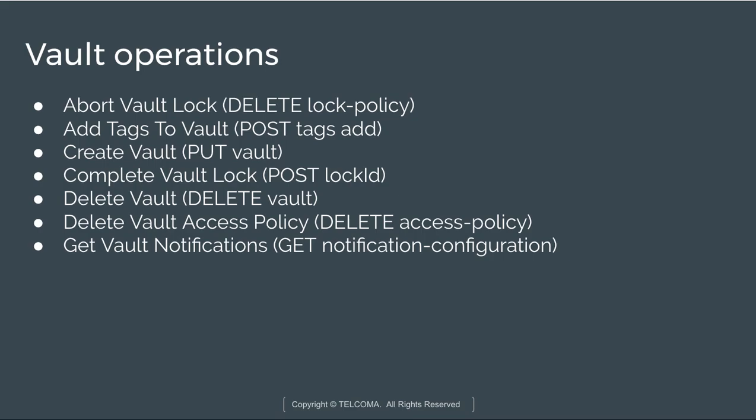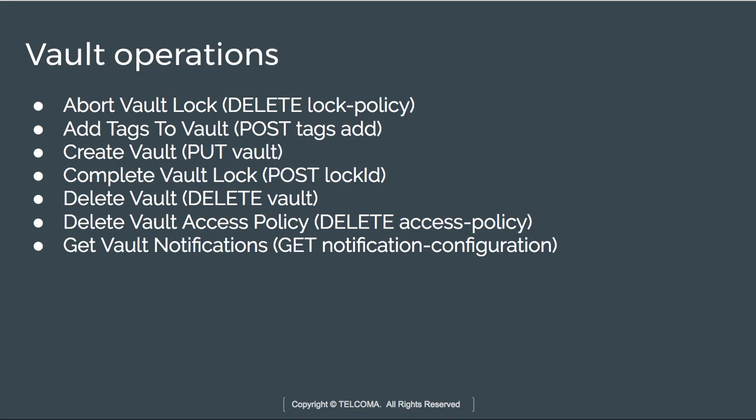First of all, we have abort vault lock, which is delete lock policy. This operation aborts the vault locking process if the vault lock is not in the locked state. If the vault lock is in the locked state when this operation is requested, the operation returns an access denied exception error. Aborting the vault locking process removes the vault lock policy from the specified vault. That means we are going to delete the lock policy from here.